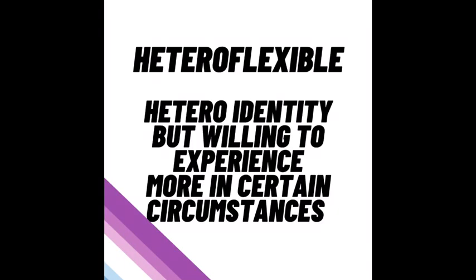Now, the next sexuality label is very, very similar to bi-curious, but it has a little bit of a different connotation, and that is heteroflexible. Once again, heteroflexible people are mainly in a hetero identity, but they understand that they might be able to experience more. That is a very, very common sexuality to have.